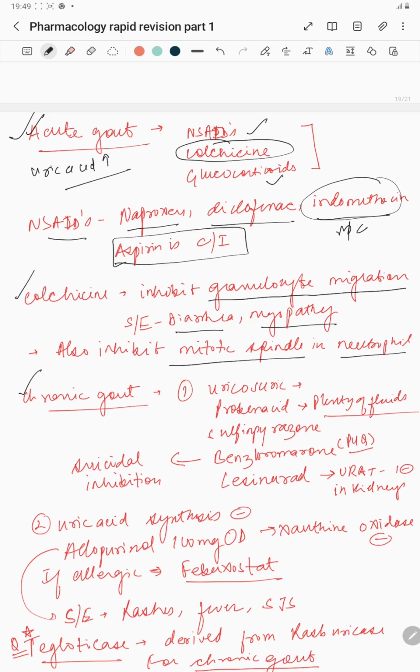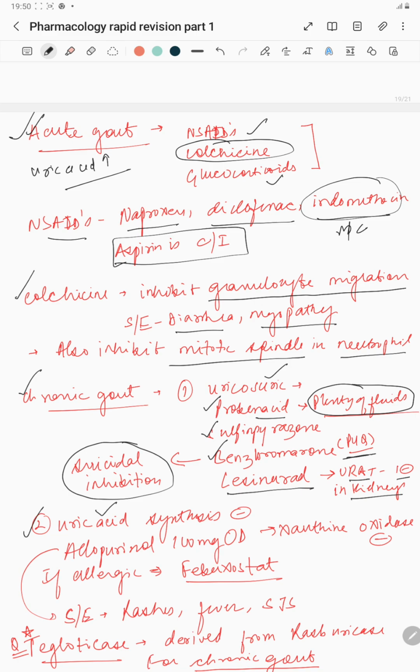Now in chronic gout patients, we have two classes of drugs, uricosuric drugs and uric acid synthesis inhibitors. Uricosuric drugs are those drugs which increase uric acid excretion in the urine, which include probenecid. With probenecid, we will advise the patient to take plenty of fluids to prevent stone formation in the kidneys. Sulfinpyrazone, benzbromarone, which is an important previous year question of INICET, acting via suicidal inhibition, and lesinurad, which is a urate 1 transporter inhibitor in the kidneys.